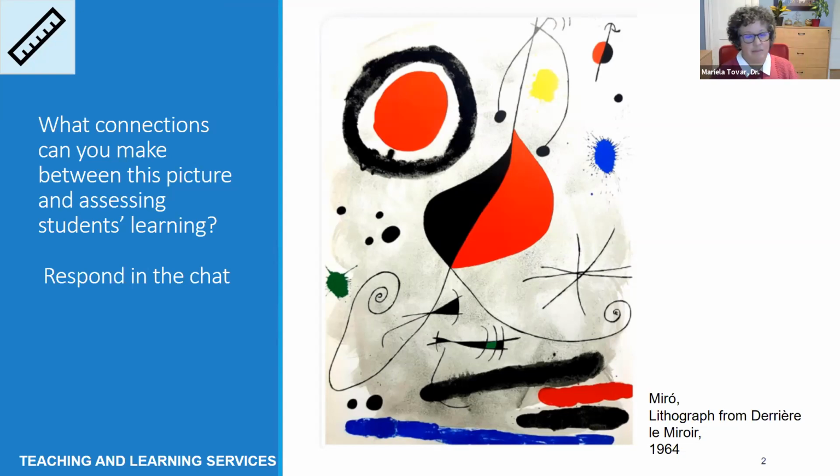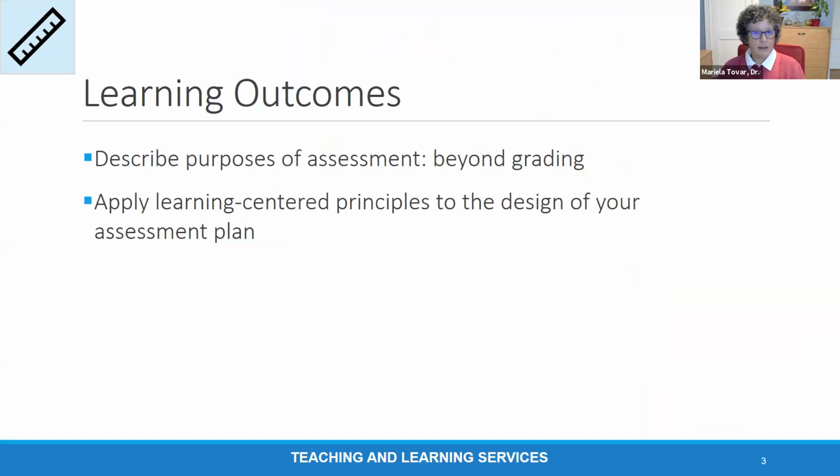there are some of the notions here in terms of how it can take different forms. There is the ambiguity, the flexibility, and the variety that we will be discussing in this webinar. So what are our learning outcomes? We hope that at the end of this webinar, you'll be able to describe the purpose of assessment beyond grading, and also to apply learning-centered principles to the design of your assessment plan. These learning-centered principles will be discussed during the webinar.